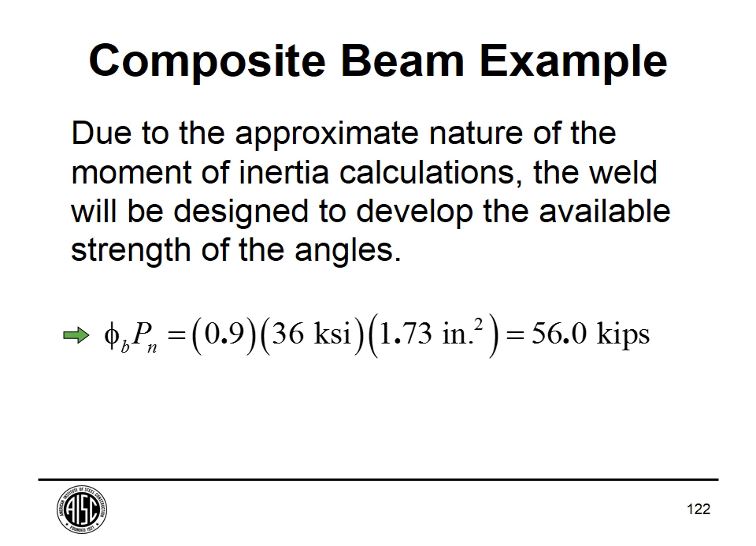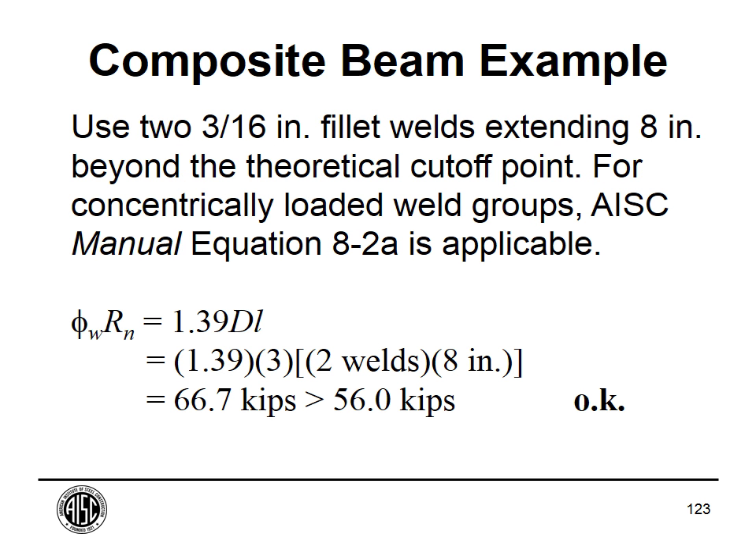What I did is calculate the available strength of the angles using a phi factor of 0.9 times the yield strength times the area of the angle. This is for one angle only. It's 56 kips. So we can develop the angle for the full yield strength, and it's only going to be 56 kips, so that's not too big. The strength of the weld is going to be just 1.39 for LRFD, which is the same as 0.928 for ASD, times the weld size in 16ths, that's 3, times the length of weld, which is 2 welds times 8 inches. So it's 66.7, and that's bigger than the yield strength of the angle. So we're good.